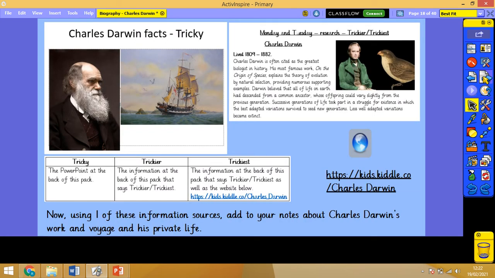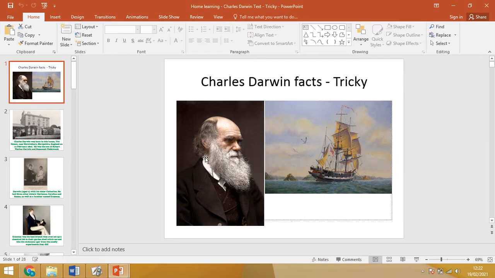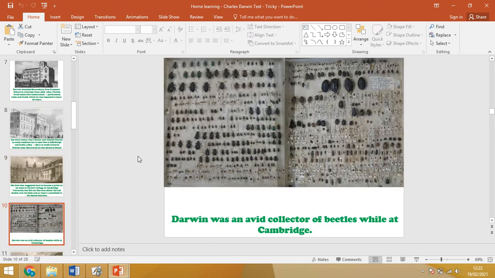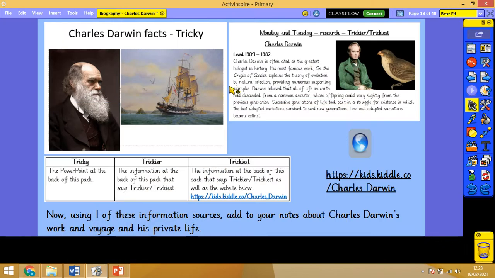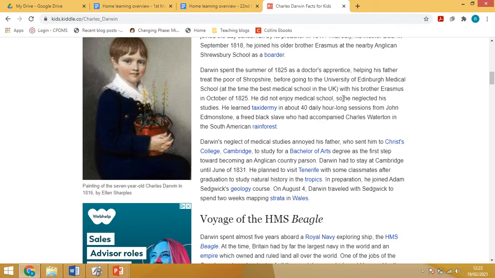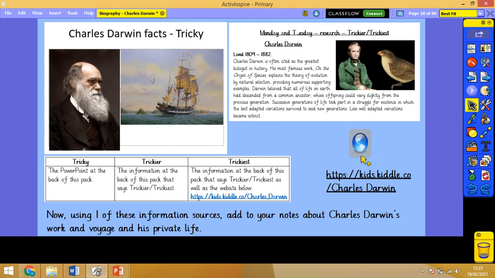Right, okay, so we should have had a couple of notes taken from there. Just to remind you then, now we're going to take notes from the rest of our information, from the trickiest, and I believe it's probably about this point here that you want to be reading from, the picture of the ship, the HMS Beagle. Remember me saying yesterday, they're just very much the basics. To research and write a thoroughly researched biography, you will need to read bits of the trickier and trickiest, and then supplement that information with this website that I showed you yesterday as well, if you want to challenge yourself the most. We're just going to carry on underneath those two subheadings, adding to your notes about Charles Darwin's work, his voyage, and his private life.